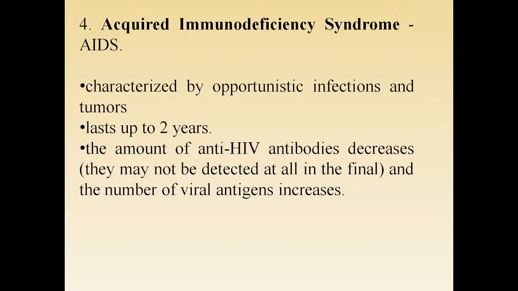Final period, the terminal period: acquired immunodeficiency syndrome. This is the terminal stage, characterized by opportunistic infections and malignant tumors. It lasts up to 2 years.